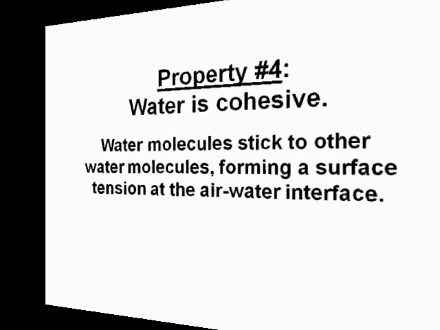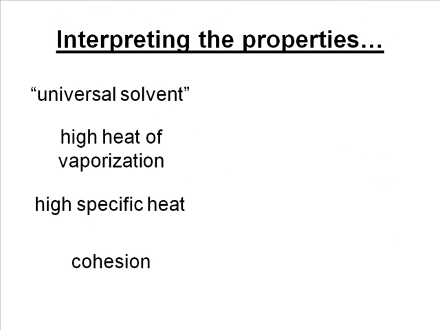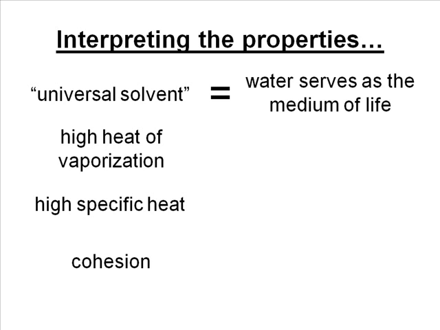And so you may be asking yourself, so what? I just described 4 properties. What does it have to do with the human body? Well, let's consider how they're interpreted. Here are the 4 properties that you should know. The fact that it's a universal solvent means that water can serve as the medium of life. If most things couldn't dissolve in water, it couldn't be the medium in which life exists.